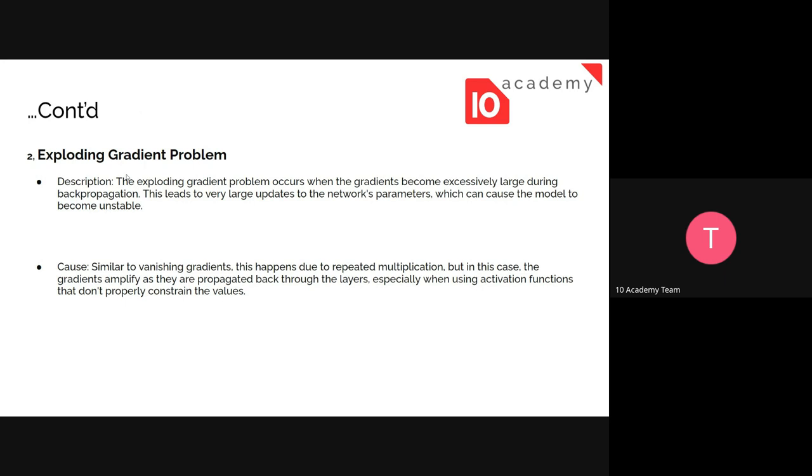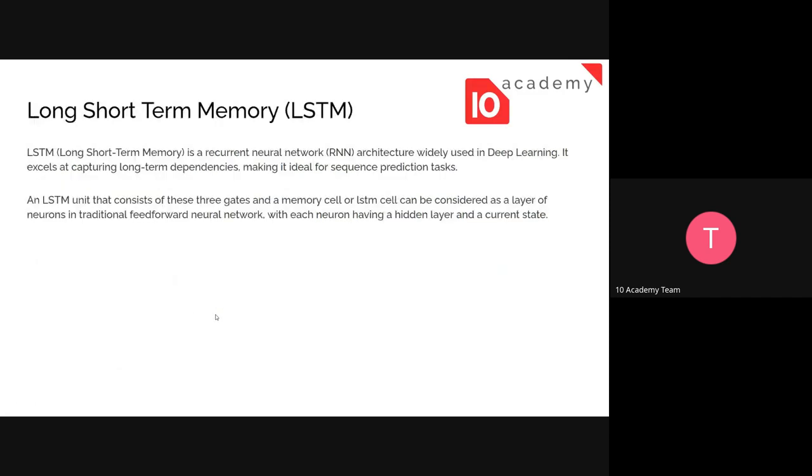It's just you can think about how the time series, or how the time, is going to affect the next prediction. So here this happens due to repeated multiplications, but in this case the gradients amplify as they are propagated back through the layers. Propagated back, okay, just keep in mind that they are going to be propagated back even without doing the back propagation, since we're using the feedback loop. We're seeing the gradient problem in the RNN layer part, especially when using activation functions that don't properly constrain the values.